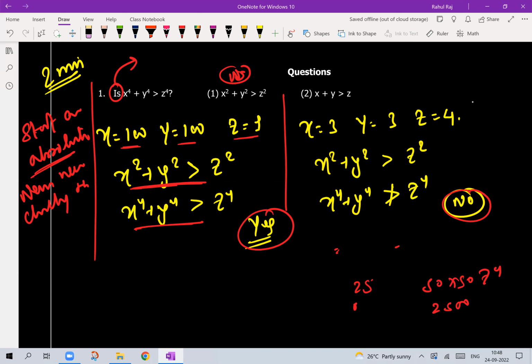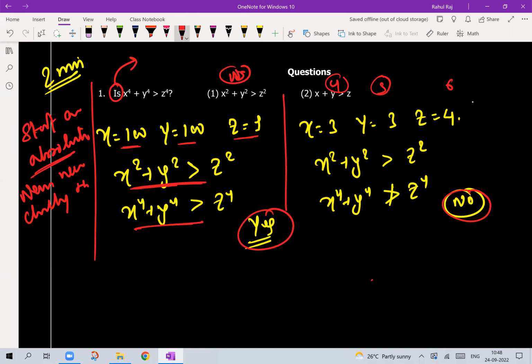You can actually take 4, 5, 6. If you take 4, 5, 6 here, so see here, 4 square plus 5 square is how much? 16 plus 25 is greater than 36, right? But 4 to the power 4 is 256, and 5 to the power 4 is 625. 256 and 625 is less than 1296, right?